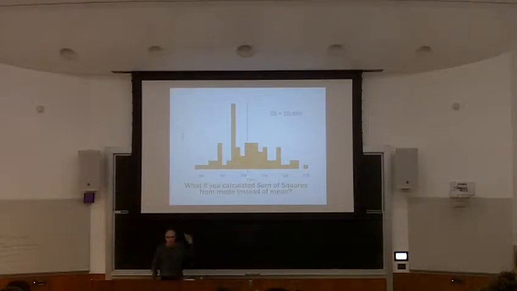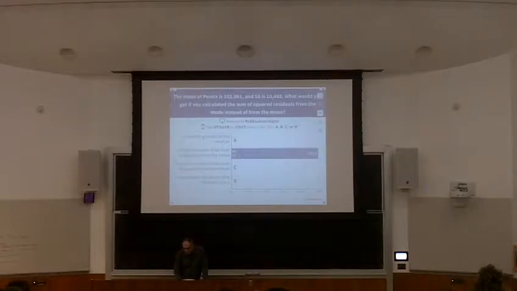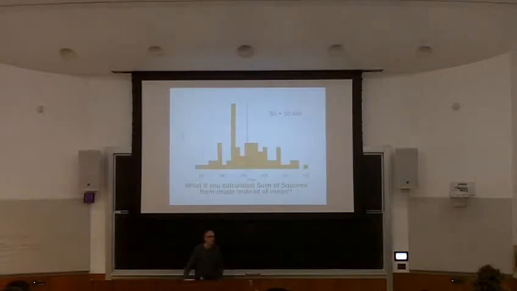Where is the mode in this distribution? Yeah, around 95. See that big, tall bar there? That's the mode. And that means the most number of games scored 95 points, even though the mean is 102. So what if you calculated sum of squares from the mode instead of the mean? Think carefully about sum of squares and how it's calculated.